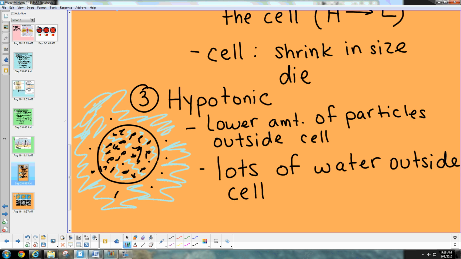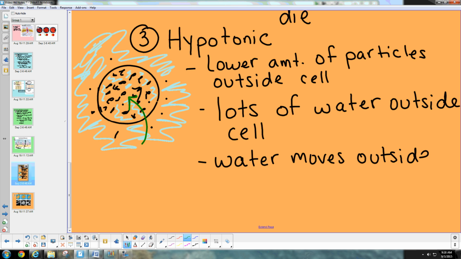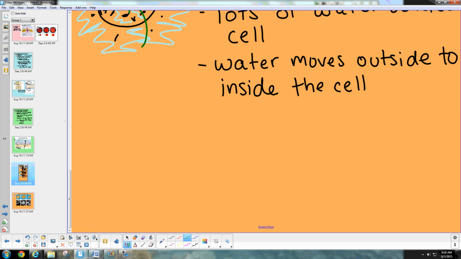Think about it. If water is moving from high amounts to low amounts, the water is going to move from the outside to the inside of the cell. So water moves outside to inside the cell. So what does that mean for the cell? Because that's ultimately what we want to see, what's it affecting. The cell is going to get larger in size. It's going to expand because it's filling up full of water.